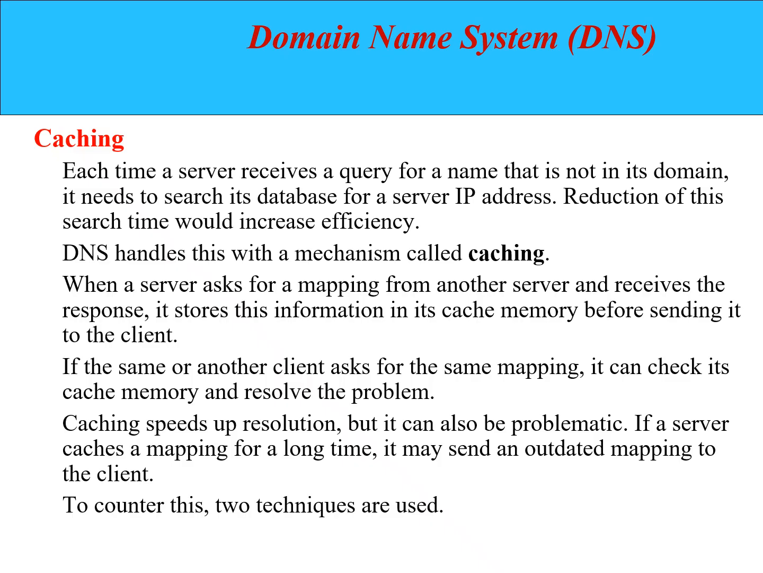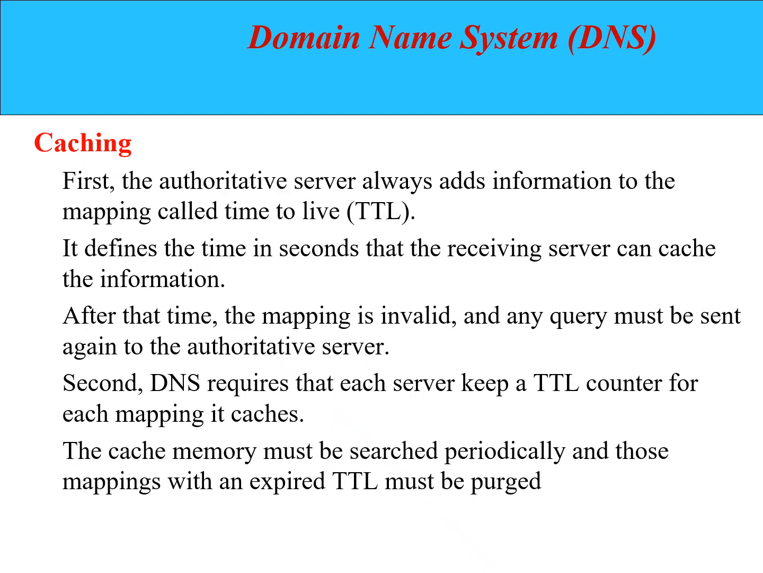If a server caches a mapping for a long time, it may send an outdated mapping to the client. To counter this, they are using two techniques. One is a parameter called TTL. TTL is basically called time to live. Time to live means how long that data will be valid. The authoritative server adds information to the mapping called TTL. It defines the time in seconds that the receiving server can cache the information. After that time, the mapping will be invalid and any query must be sent again to the authoritative server.